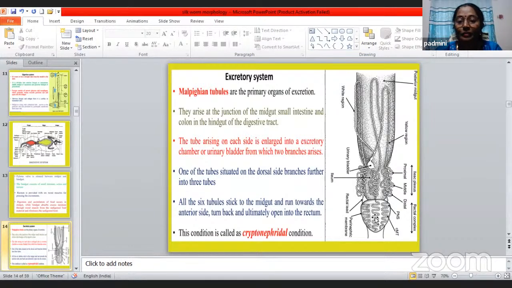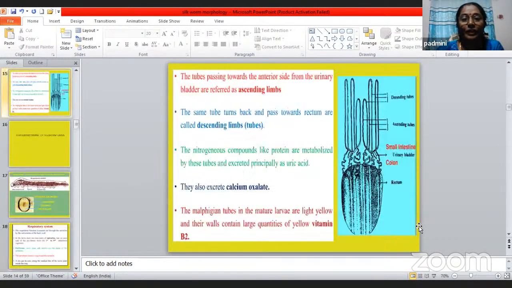So all these ultimately open into the rectum. And this condition is called the cryptonephridial condition. So what is a cryptonephridial condition? This cryptonephridial condition is adapted for arid regions, that is, the dry regions, where they have to absorb the maximum moisture content present in the undigested food, so that the moisture is retained in the body. So that's the cryptonephridial condition.